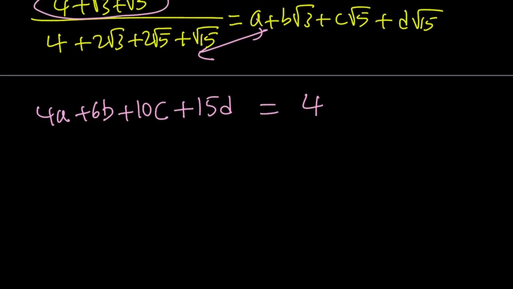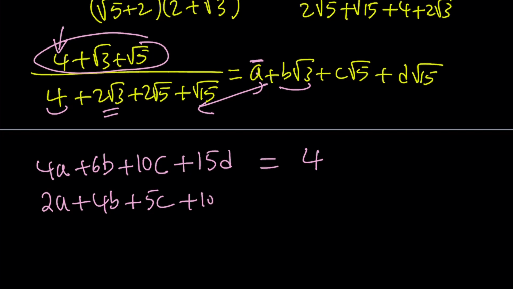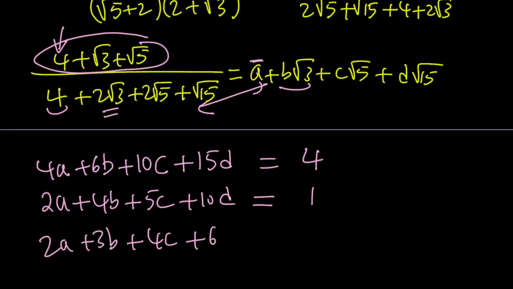So that kind of gives us a system, and the other ones, without further ado, I'm just going to give you what the other systems are, and they're going to come from this product. For example, if you multiply 4 by b root 3, that's going to give you 4b as the coefficient of root 3, and then 2 root 3 multiplied by a is going to give you 2a root 3, which is another coefficient. So by putting all these together, you're going to get 2a plus 4b plus 5c plus 10d equals the coefficient of root 3 in the numerator, which is 1. Then 2a plus 3b plus 4c plus 6d equals 1, again the coefficient of root 5.